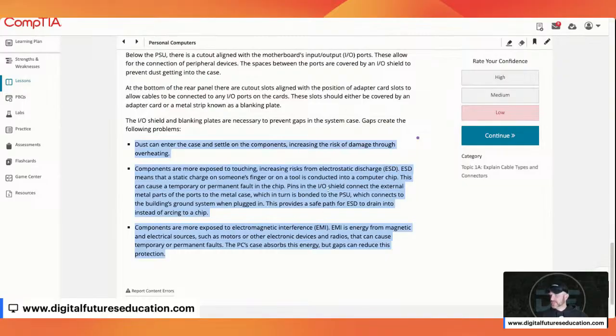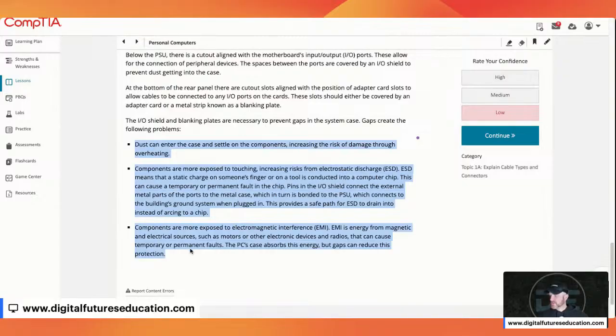We also have pins in the I/O shield that connect the external metal parts of the ports to the metal case, which is in turn bonded to the PSU, which connects to the building's ground system when plugged in. This provides a safe path for ESD to drain into instead of arcing to a chip.